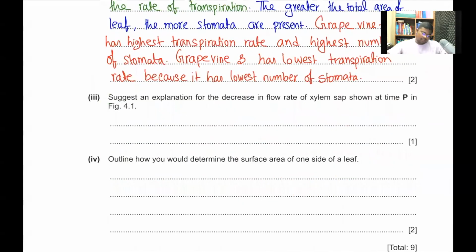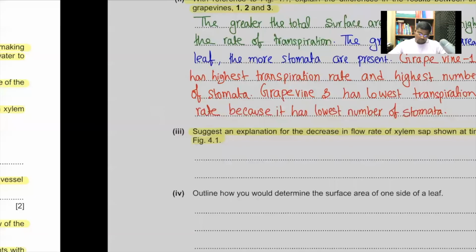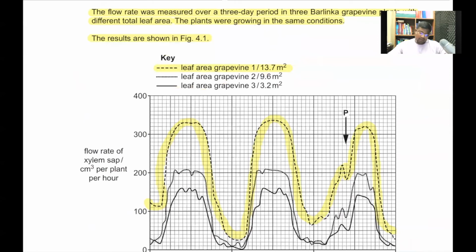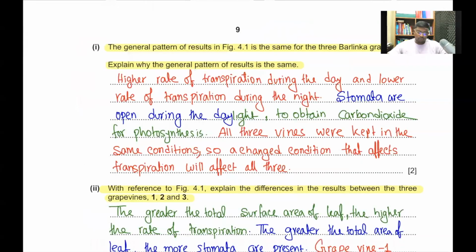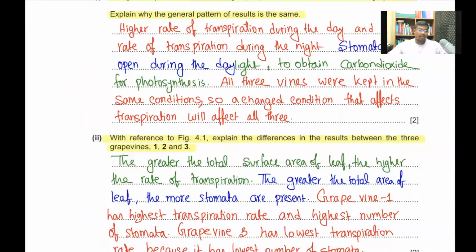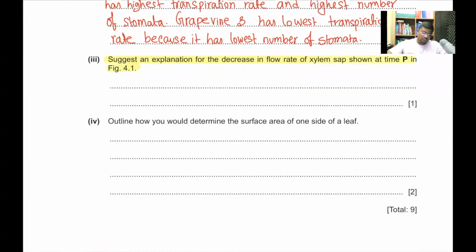Part 3. Suggest an explanation for the decrease in flow rate of xylem sap shown at time P in figure 4.1. So we can see, if we look at the graph, at particular point P, something happened which caused the xylem sap to flow less. A lesser amount of sap was flowing through the xylem at this particular point in time. It can be due to high humidity, all right? It can be due to rain. It can be due to cloud.